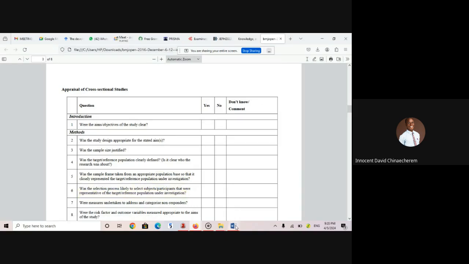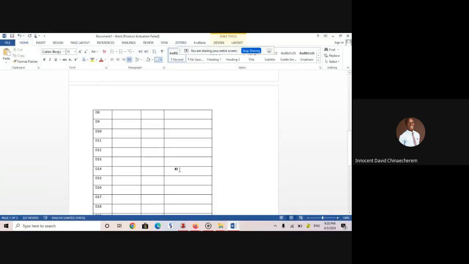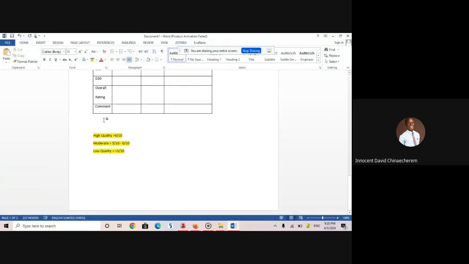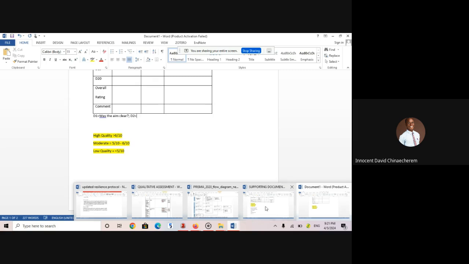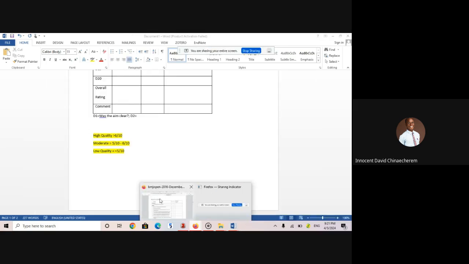So what it means is that if you're going to use Q1 or domain 1, you will come at the bottom of your table and write here D1. D1 means key, more like key. It means: was the aim clear? You now put the semicolon. D2, it means, right? So you must make sure that the reviewer knows what you are doing.